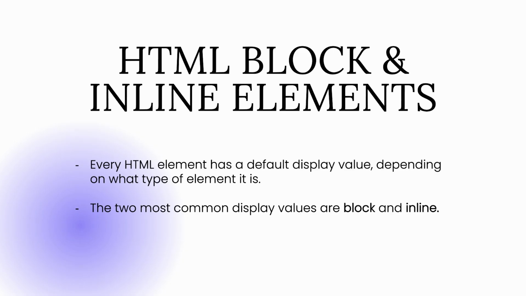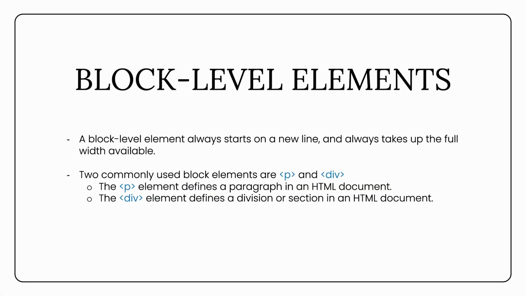Every HTML element has a default display value depending on what type of element it is, and the two most common display values are block and inline. Let's first study the block level elements. A block level element always starts on a new line, and the browser automatically adds some space or margin before and after the element. A block level element always takes up the full width available, meaning it stretches out to the left and right as far as the parent element width.